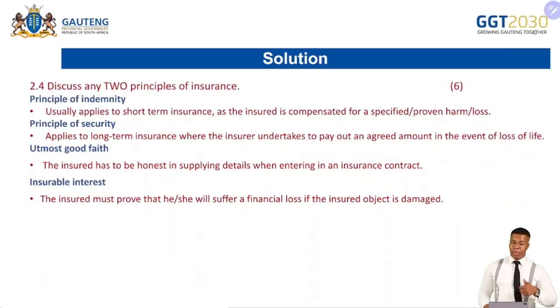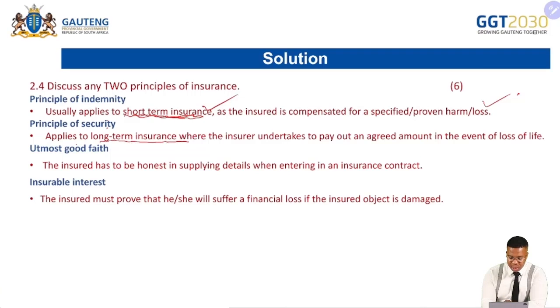You have four principles: your principle of indemnity, your principle of security, your principle of utmost good faith, together with insurable interest. So the principle of indemnity is applicable to short-term insurance. You already saw this when you were looking into the difference between insurance and assurance, because it says it is applicable to short-term. So when you are studying, you should be aware that when you're looking into the difference between insurance and assurance, you are already looking into the principle of indemnity and security, because they are both included. It is usually applicable to short-term insurance, as the insured is compensated for a proven harm or loss.